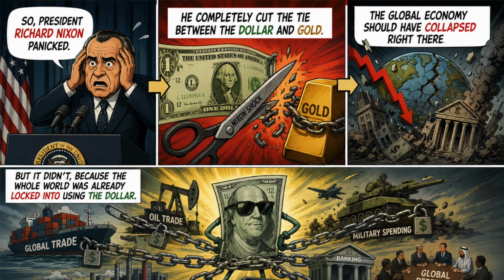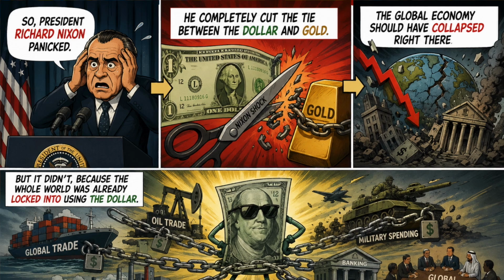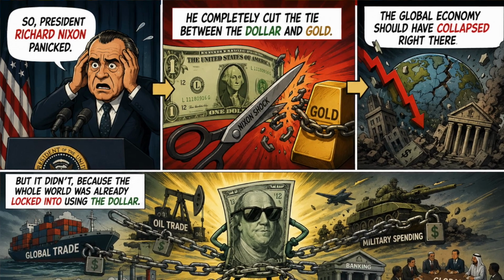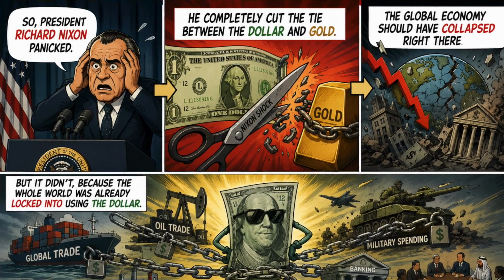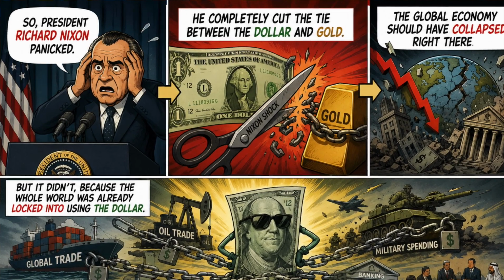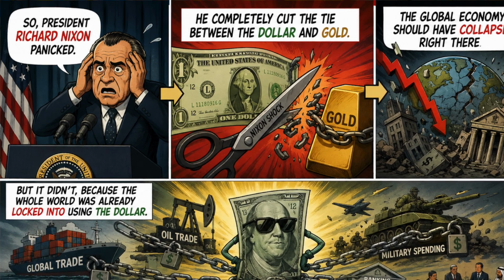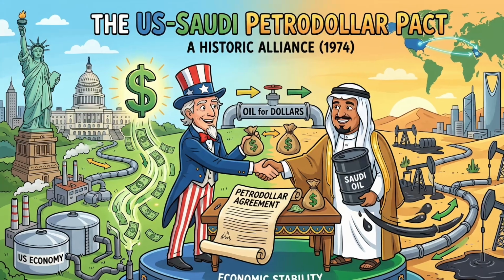Because the US was rapidly running out of gold, the President at that time, Richard Nixon, made a decision. He cut off all ties between the US dollar and gold. The global economy should have collapsed at that time, but it didn't, because the world was already locked into using the dollar for global trade.